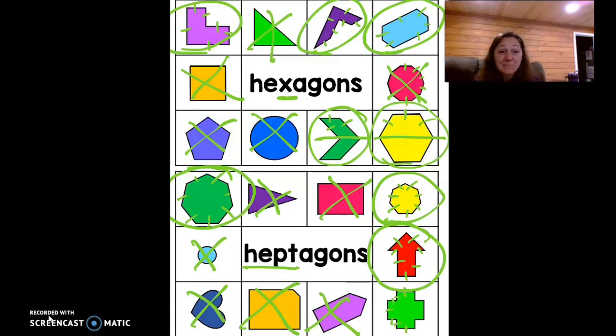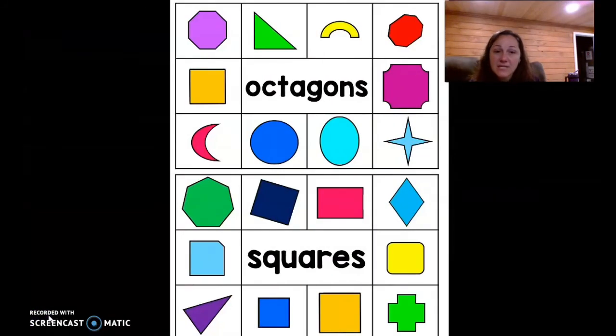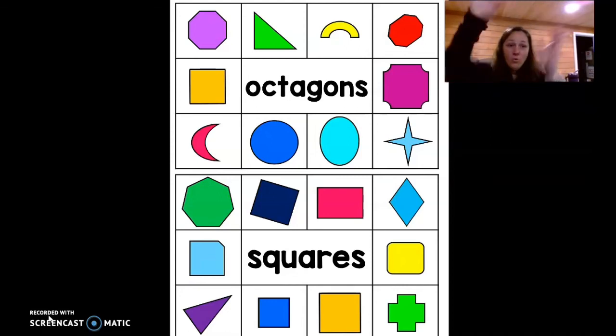I don't have to keep going. So, no, you're not. Next page, octagon. Octagon is like an octopus, and he has 8 legs. 8 legs. So my shape has 8 sides.